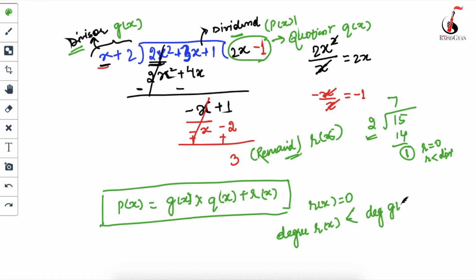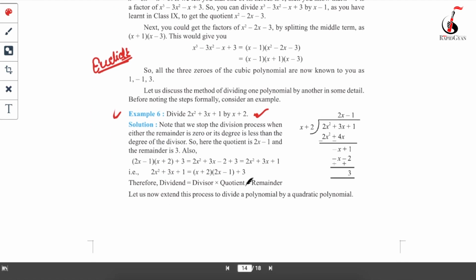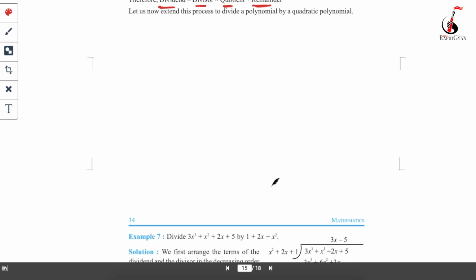So this is your division algorithm. Simply, you will have to divide two polynomials where P(x) is equal to G(x) multiplied by Q(x) plus R(x), where the value of R(x) should either be equal to 0 or the degree of R(x) should always be less than the degree of G(x), which is your divisor. If you come here, you will check in your exam. See here, it's 2x minus 1 and your remainder is 3. So here also, dividend equals divisor multiplied by quotient plus remainder.